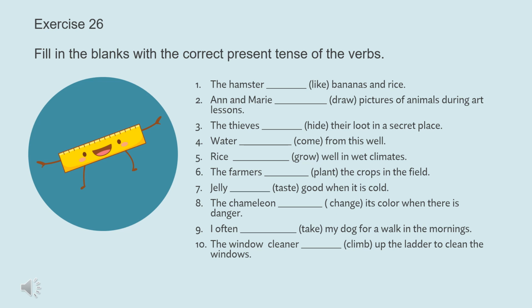Rice dash well in wet climate. Here, rice is considered as a crop, so it is a singular subject. Rice grows well in wet climates. Number 6. The farmers dash the crops in the field. The farmers, again the plural subject, so we will not add anything with the verb plant. The farmers plant the crops in the field.